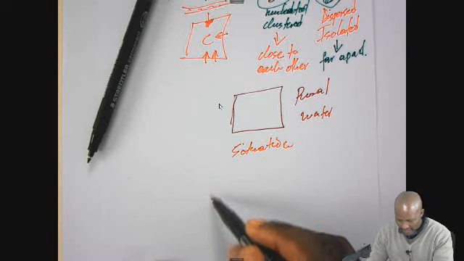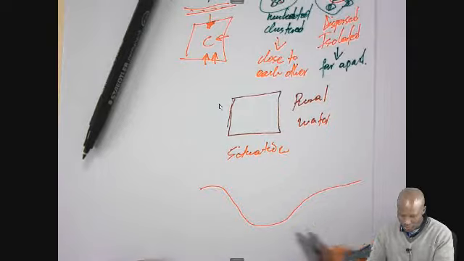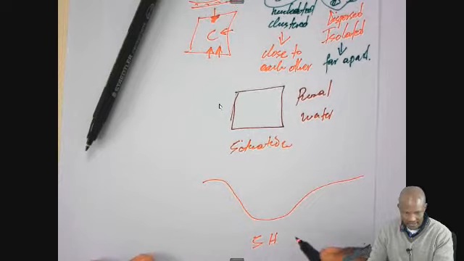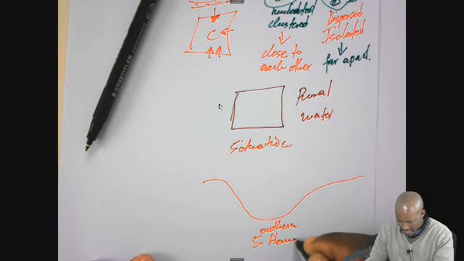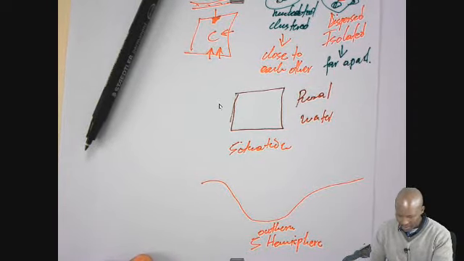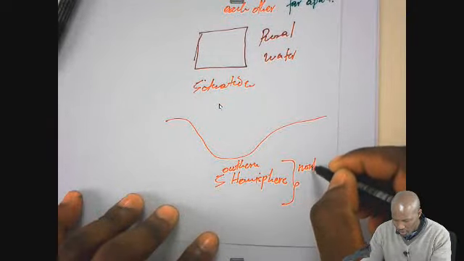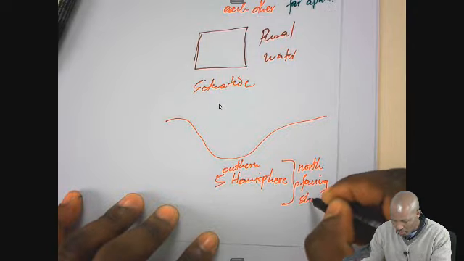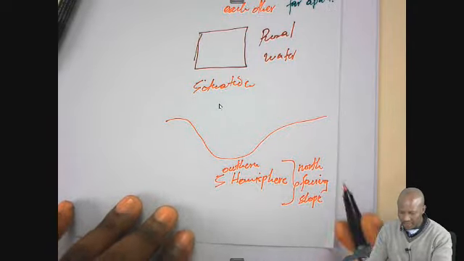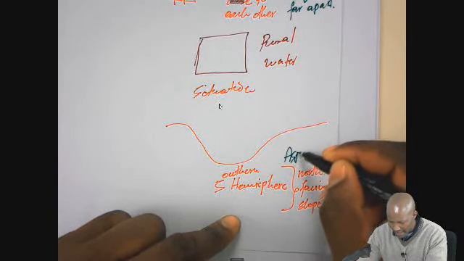Now we say, every time you've got an area in the form of a valley, and you are in the southern hemisphere, you must always choose the north-facing slope. And this refers to nothing else but what you call an aspect.